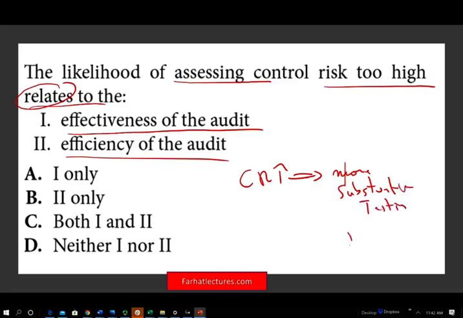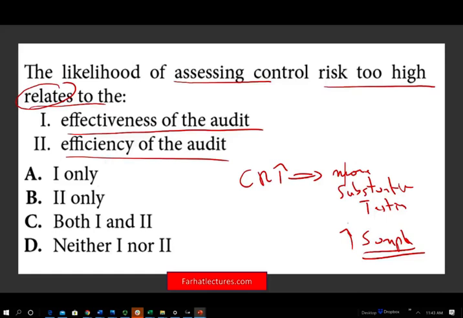It means you're going to increase your sample. You're going to do more work. You're going to audit more transactions. Well, what is that going to relate to? If you assess control risk too high, is it going to relate to the effectiveness of the control or to the efficiency of the control?